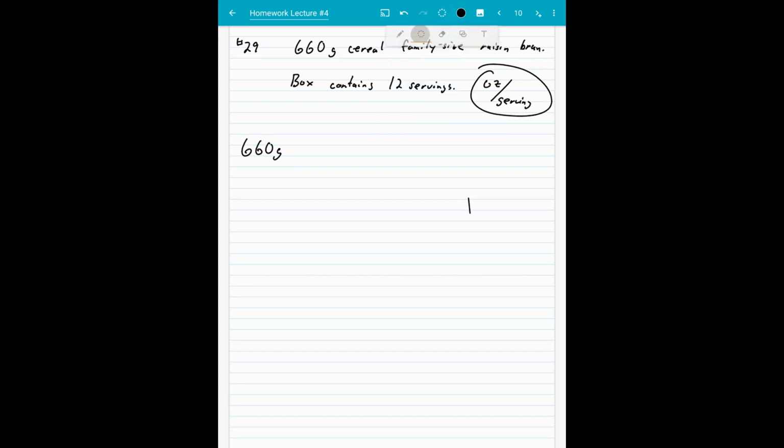And I'm going to move this a little lower so we can, oops, that's not what I wanted to do. We will just go ahead and erase that. I just wanted to move it. 660 grams, going to write it way down there because we have some conversions. So we want to convert grams to ounces.